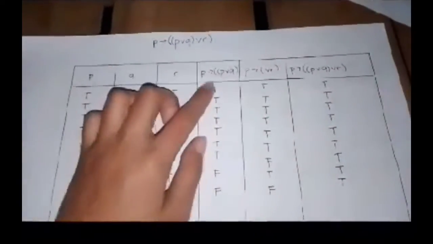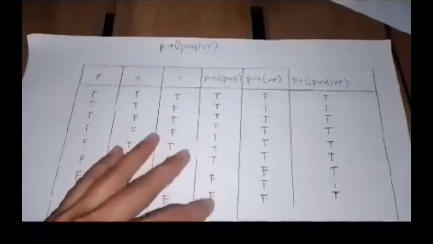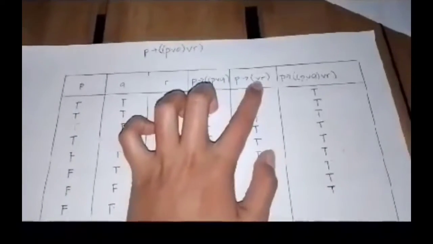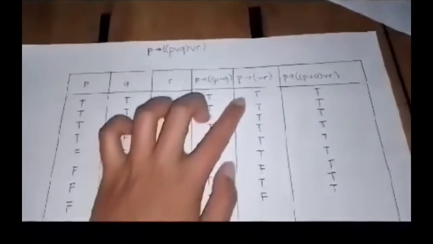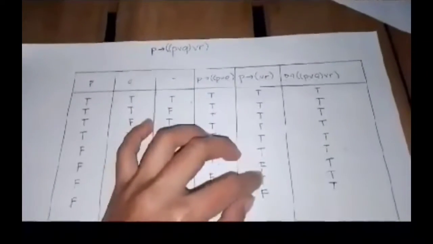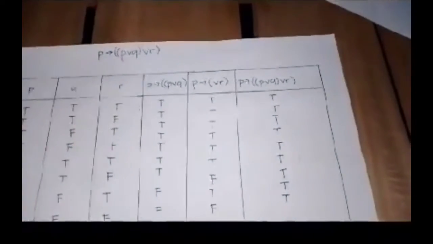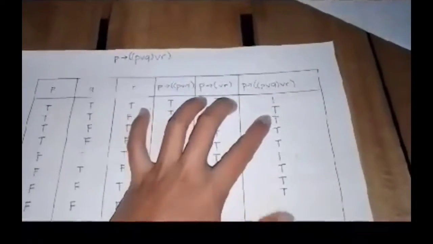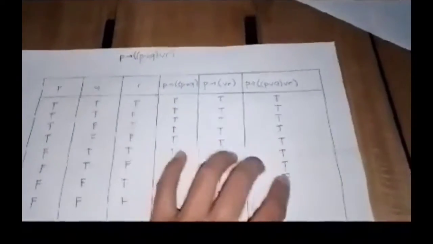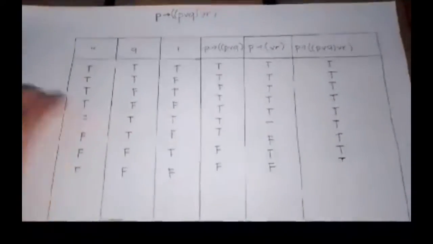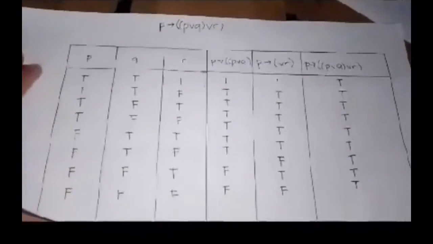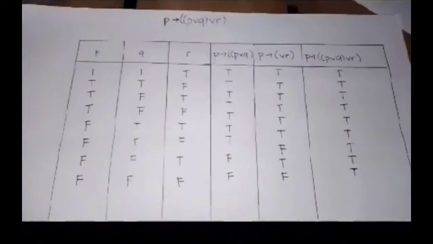So P only if P or Q. We have true, true, true, true, true, true, true, false, false. Then P only if Q or R. So we have true, true, true, true, true, true, false, true, false. And then P only if P or Q, either Q or R. So we have true, true, true, true, true, true, true, true. In this propositional form, we can say that it is a tautology, because a tautology is a compound proposition that is always true.